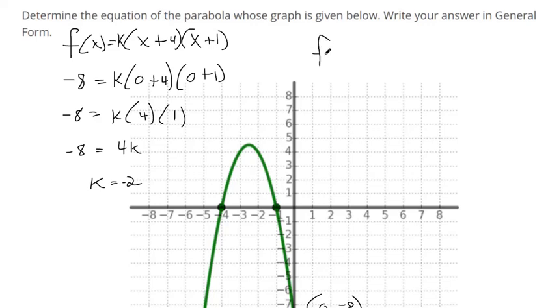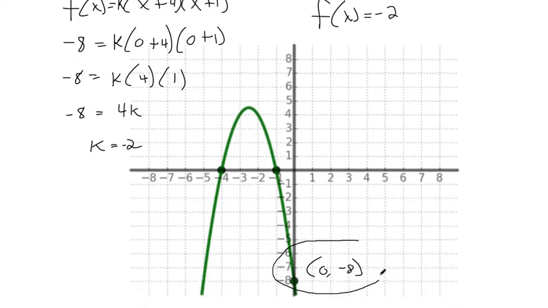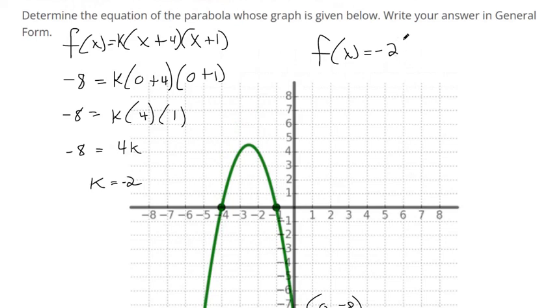So now we're ready to finally write out the function, then we just need to expand it to put it in general form. We found out the k, the thing that multiplies the outside, has to be -2. That way we cross down here at (0, -8). Then we get x plus 4. Then we get x plus 1. And so to put it in general form, all you have to do is multiply these two parentheses.